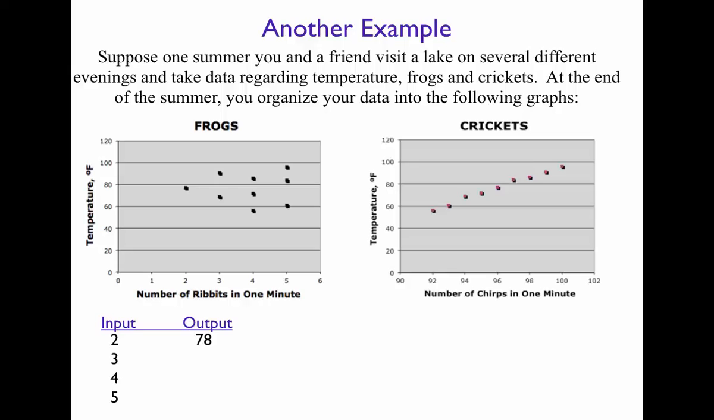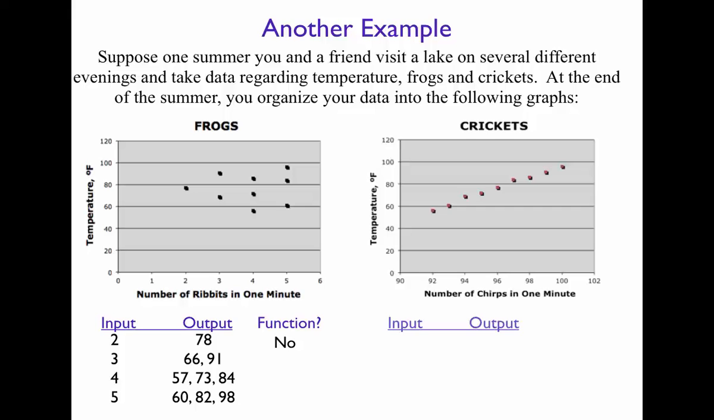So when you heard 2 rivets, the temperature was 78. That's this point right here. See that? But when you heard 3 rivets, 66 and 91. Likewise, 4 and 5 gave 3 different temperatures at different times of the summer corresponding to that number of rivets in a minute. How about this? A function? No, right? Why? Because the same input is giving multiple outputs.